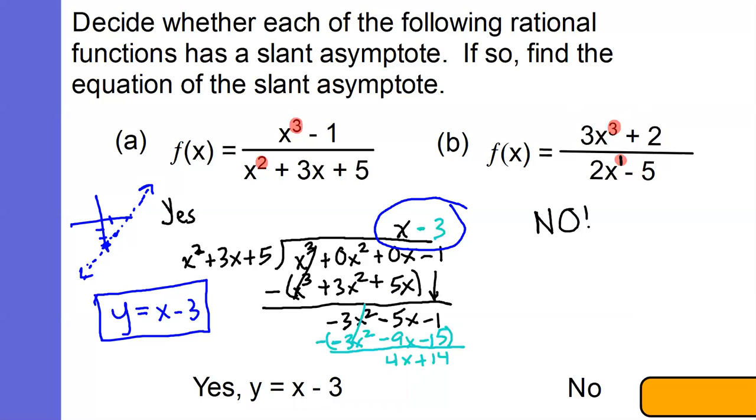Just to put my answer here: yes, we have a slant asymptote, and it is at y equals x minus 3.